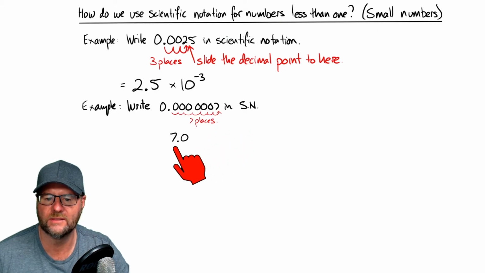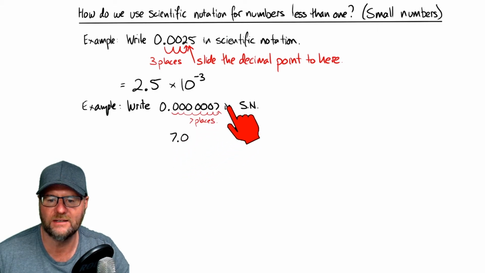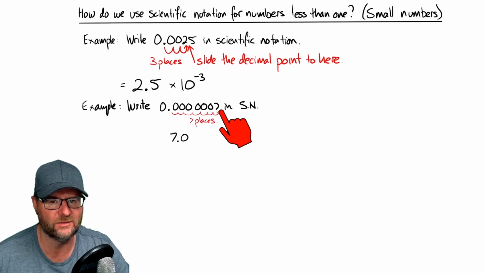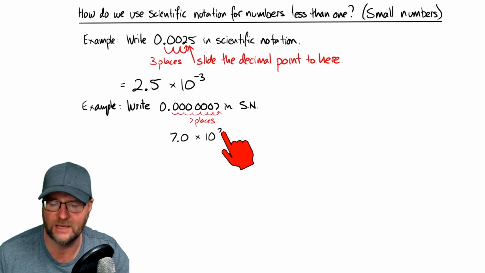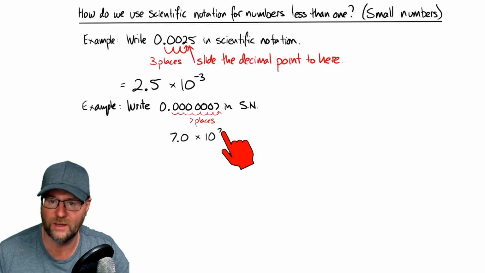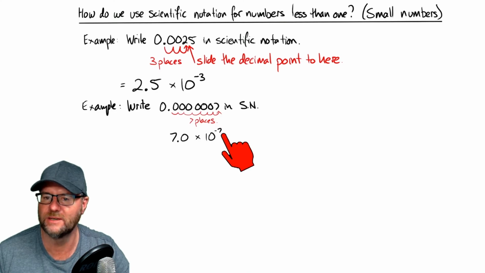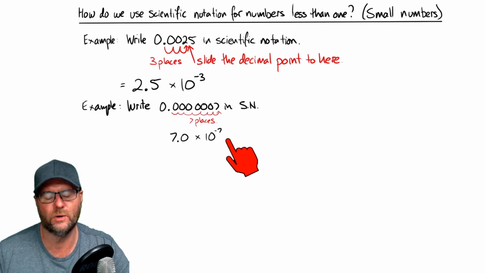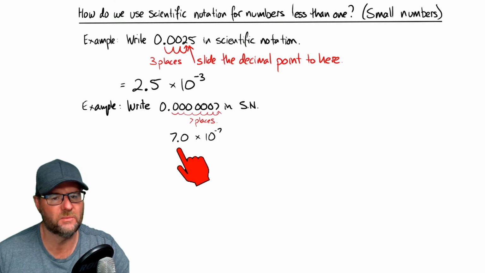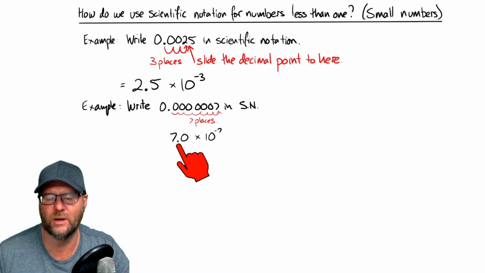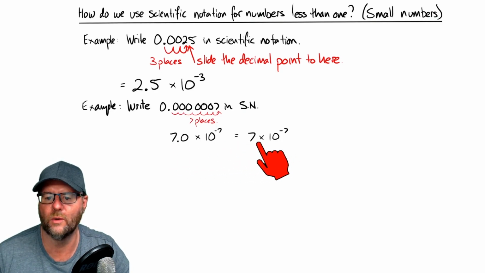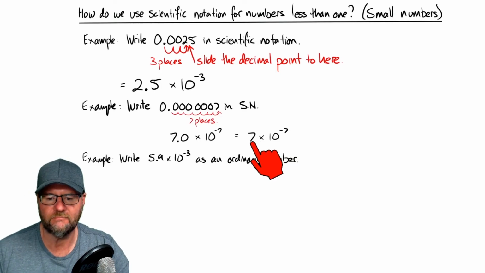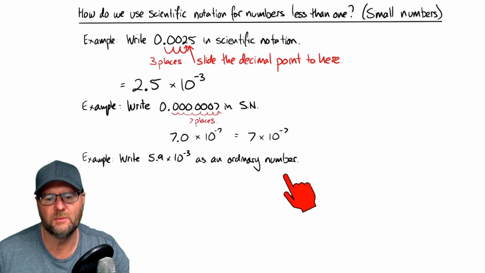So I've got the decimal now after the 7, so after the first number that's not a 0. Then I've got my times 10 to the power of the 7 places that I moved it, but because this is a small number, less than 1, that has to be a -7. So 7.0. Now, you might remember from the previous video, if I've got something .0, I can just get rid of the .0 and I could write that as 7 times 10 to the -7, because 7.0 and 7 are the same thing.